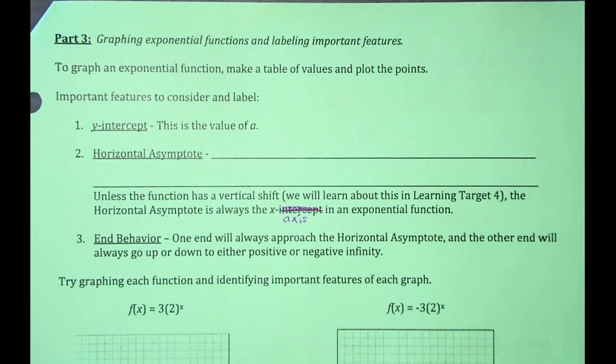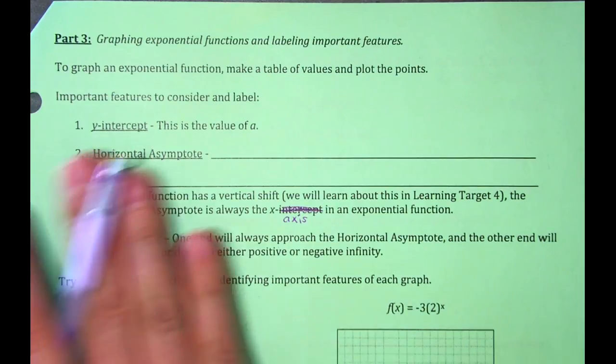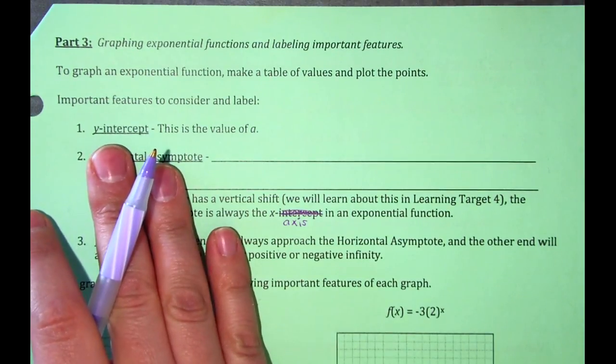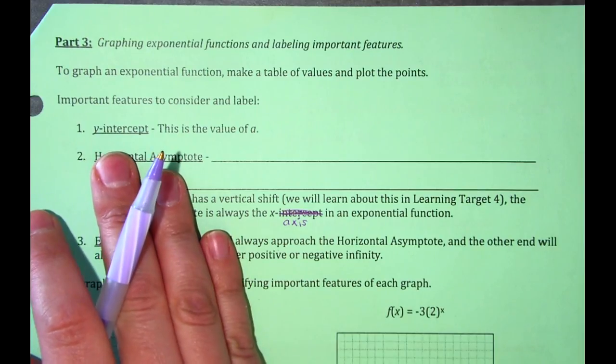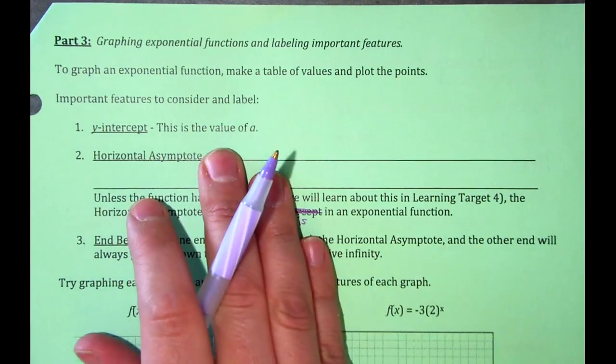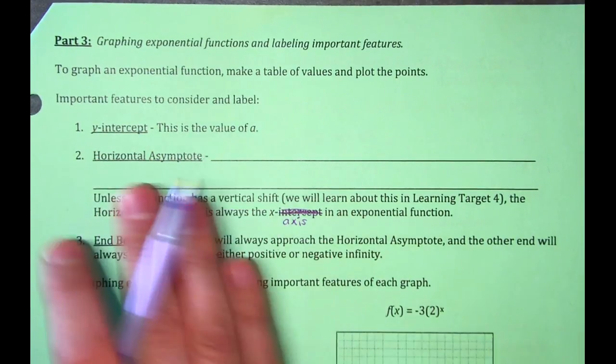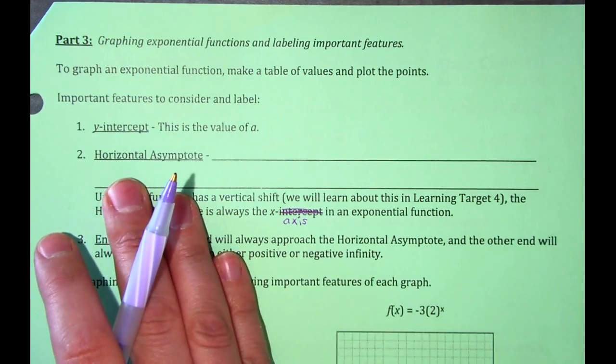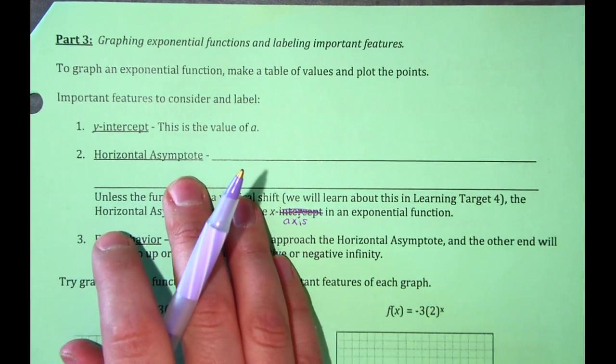So today we're going to talk about how to graph an exponential function and label the important features. To do that, we first need to know what the important features are. So if you think about the important features of an exponential function, the first is going to be the y-intercept because this is the value of a. The second one is the horizontal asymptote, is what that word is.